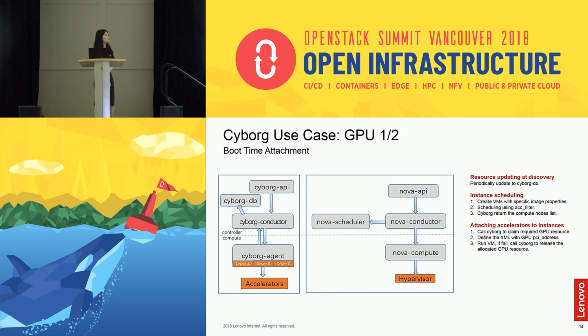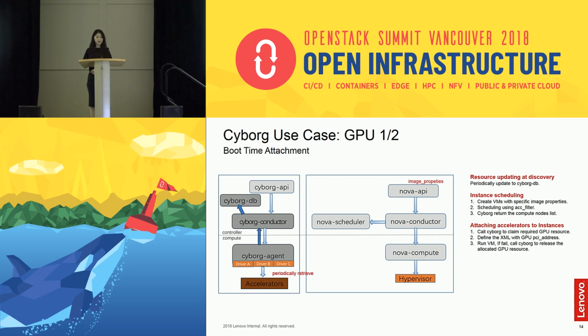The first is a workflow of GPU attachment at VM boot time. To attach a GPU at VM boot time, Cyborg works in three phases. The first one is the resource updating at device discovery. In this workflow, the Cyborg agent periodically retrieves the accelerator information like the product ID, vendor ID, and the PCI address through the drivers and updates the Cyborg DB through the conductor.